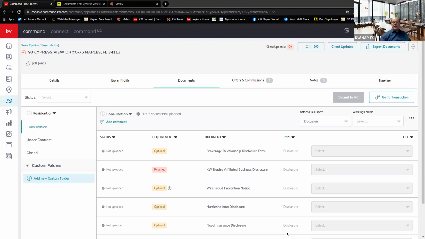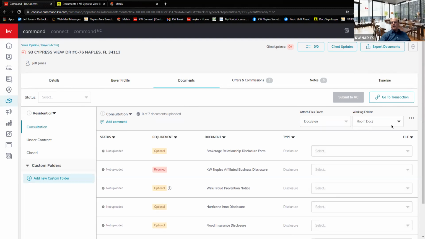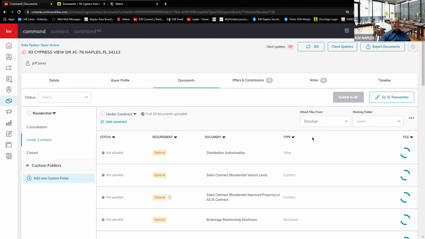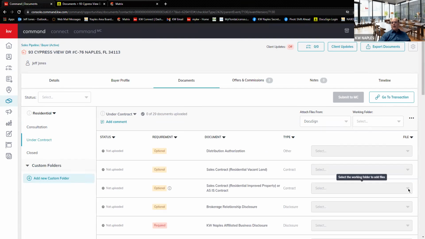all right, so now I'm back in Command where we left off. And you see this go to transaction. Now I'm linked between my DocuSign and my Command, so I don't have to recreate the wheel. And I can look at all the room docs, all right? And so if I want to look at the sales contract, I can select that once I get it all filled out and just bring it right back in. So it's a nice feature.